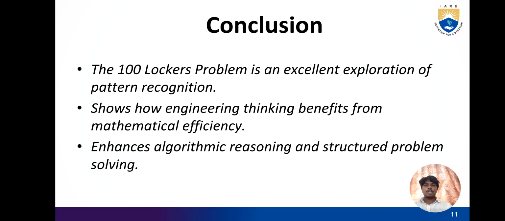The step by step breakdown shows how the locker state changes with each student. After all students have passed, only the lockers with numbers that are perfect squares remain open: lockers 1, 4, 9, perfect squares between 1 and 100. This happens because only perfect squares have an odd number of divisors, causing them to be toggled an odd number of times and ending as open.